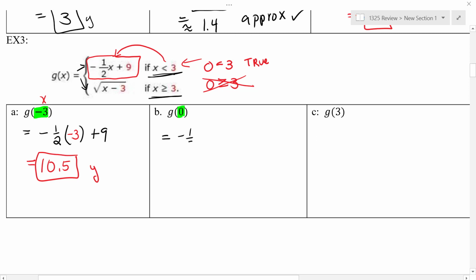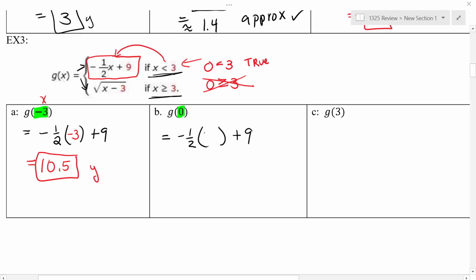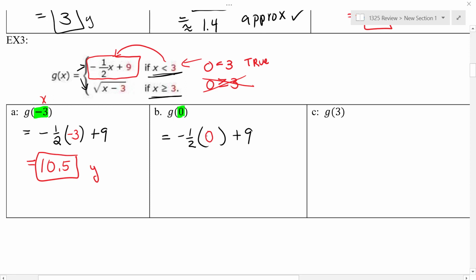So we're going to do negative 1/2 times x plus 9. I'm going to put the 0 into those parentheses. Now I don't really need a calculator for this one. Negative 1/2 times 0 is 0. 0 plus 9 is 9. So our final answer for part B is a positive 9.